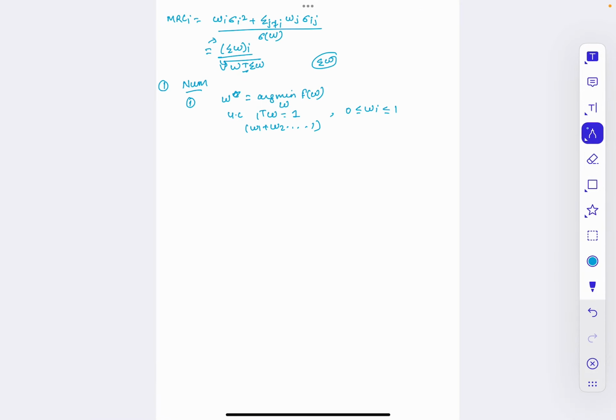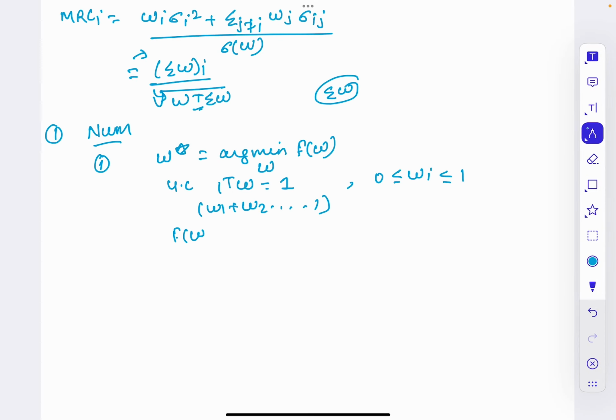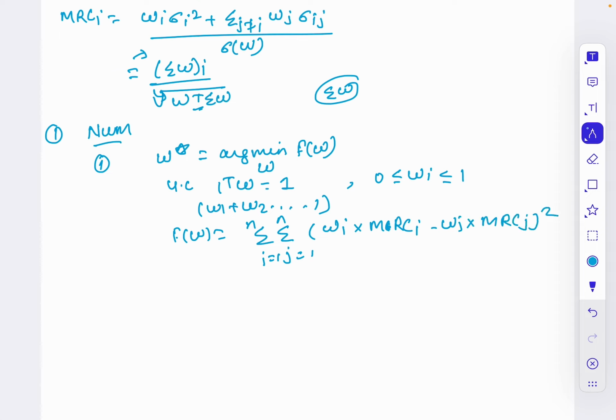What is f(W)? f(W) is basically the summation for all j, summation for all i from 1 to n, of the risk contribution of asset i minus the risk contribution of asset j. So basically omega i into MRC of i minus omega j into MRC of j, squared. So f(W) is nothing but the summation of squared differences of all possible combinations.